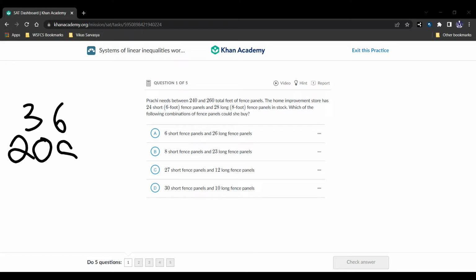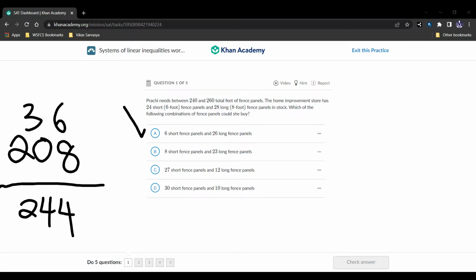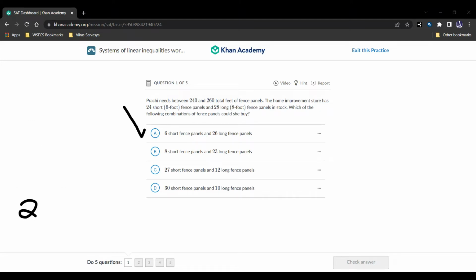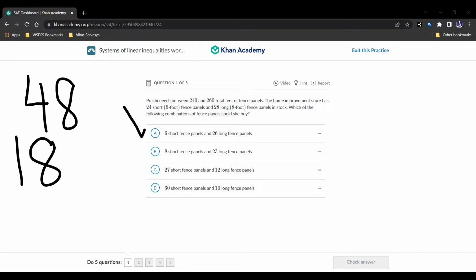208 feet, which is going to lead us to 244 total. So this one seems to work. So if we do this, then that will fulfill the requirement. All right, let's do the other ones just to be sure. 8 short fence panels is going to be 48 feet. 23 long fence panels is going to be 184. We add that up, we get 232 feet, which does not work.